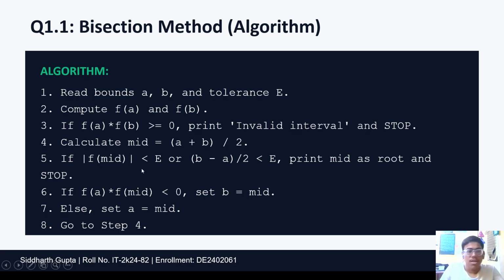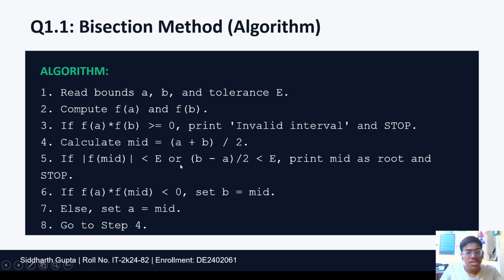And if the absolute value of f(mid) is less than e, what is e here? e is the tolerance value, that is 0.0001, or (b minus a) by 2 is less than e, print mid as root and stop. If f(a) into f(mid) is less than 0, set b equal to mid, else set a equal to mid. And otherwise we will go to step 4.